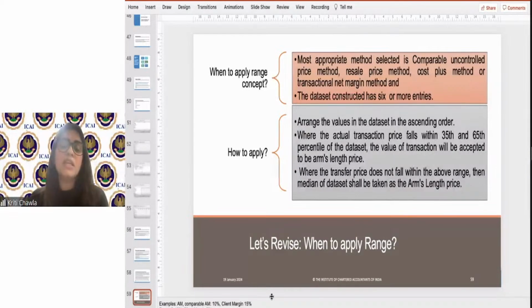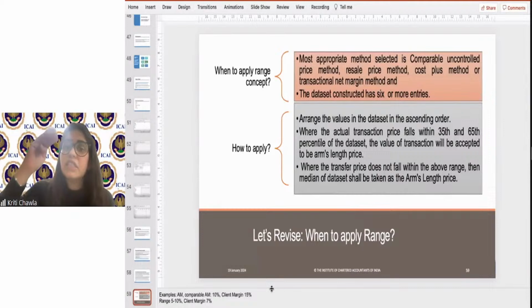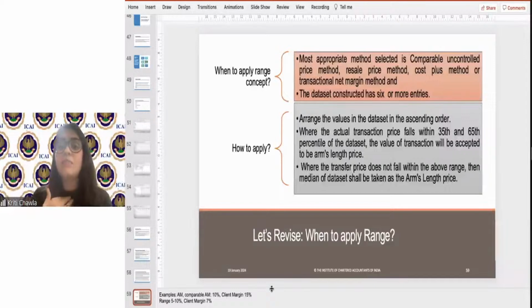As an example, let's say my client margin is 7%, and I have found 11 comparable companies. The 35th percentile is 5%. The 65th percentile is 10%. That means my client margin of 7% falls in the range of 5 to 10%. That basically means that I am at arm's length price.